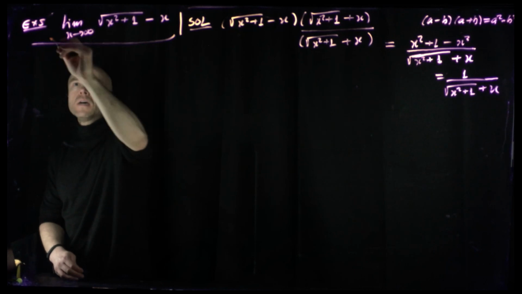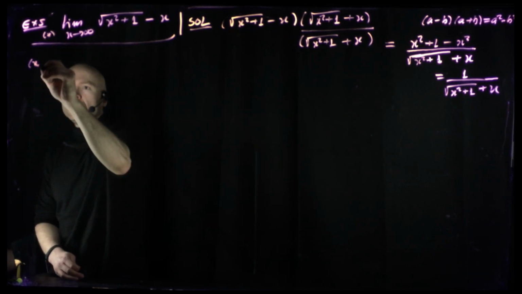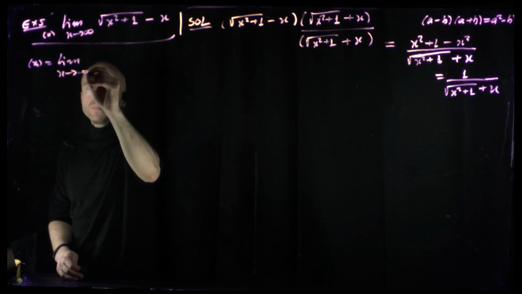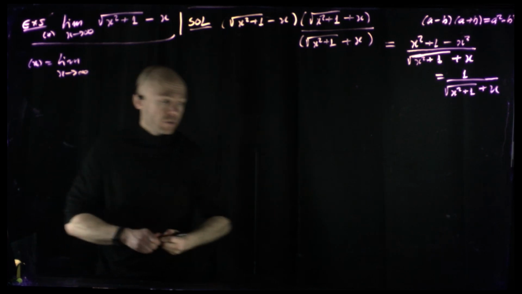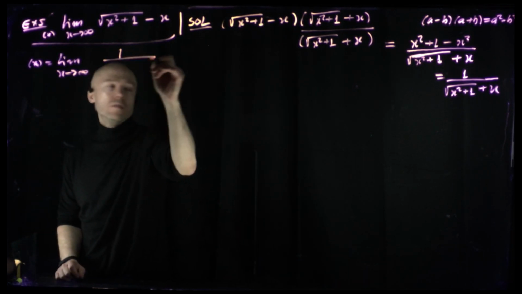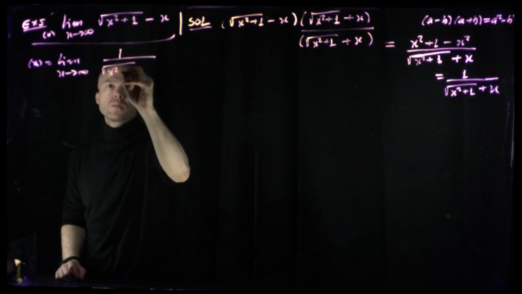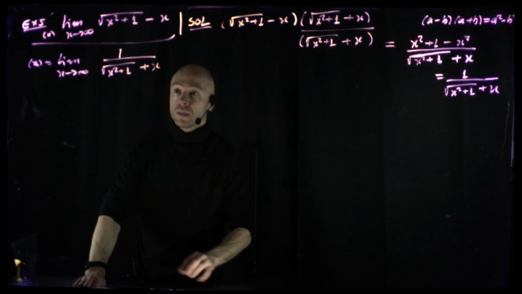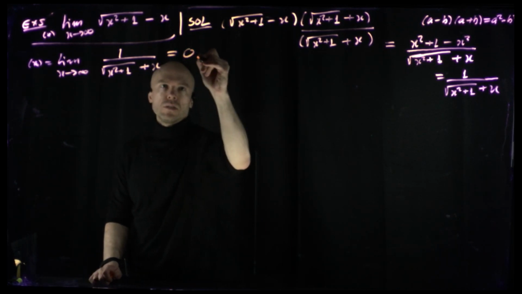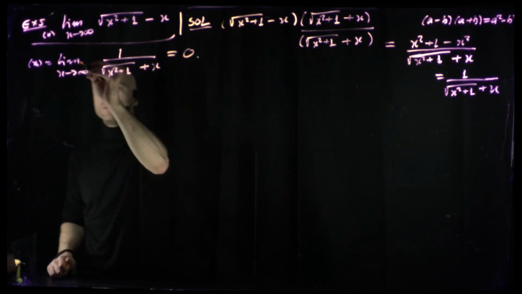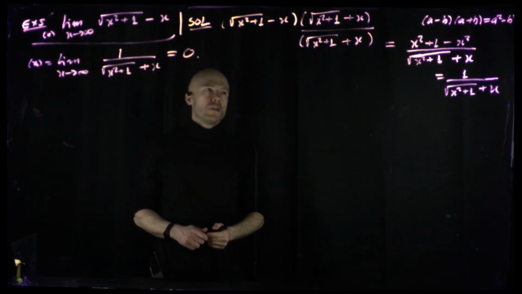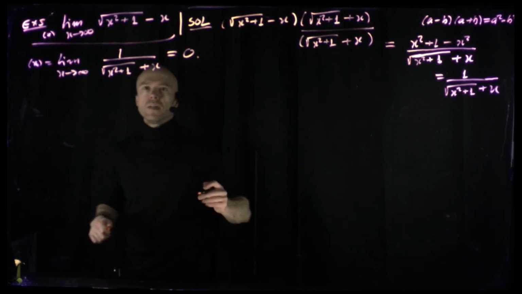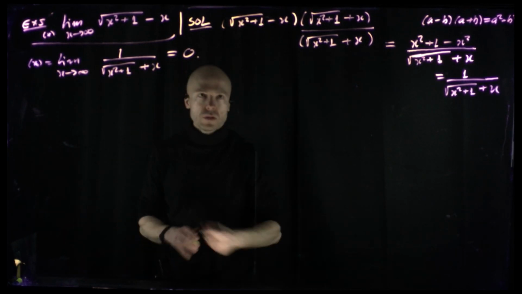So let's call this thing star. So star is equal to the limit as x tends to infinity of this quantity over here, 1 over square root of x squared plus 1 plus x, right? And that thing is equal to 0. Cool. So we can do this example too. All right, let's do, actually I have it in my head, let's do the next example. Let's change colors.